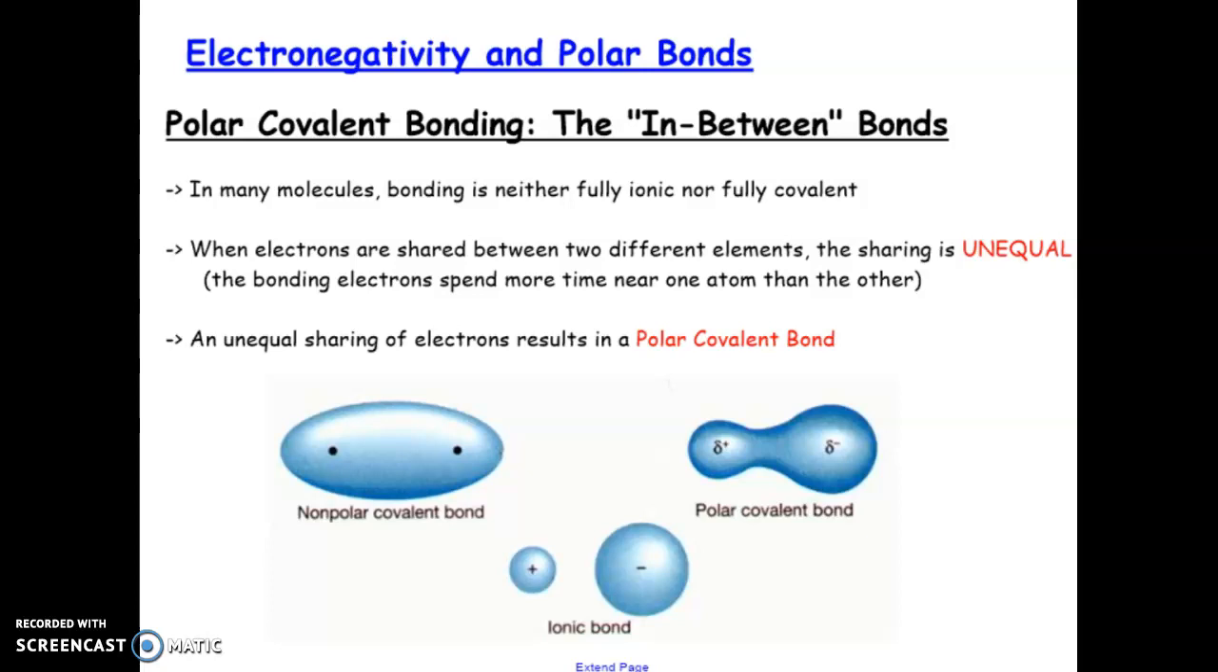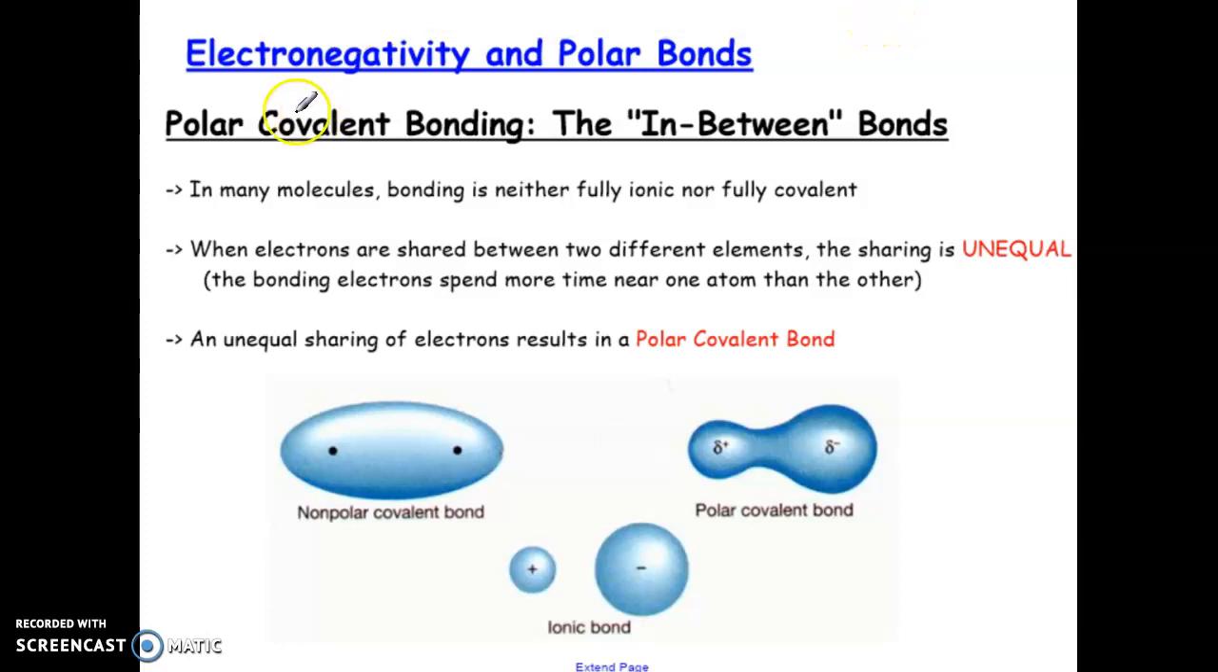Okay, everyone. So we've looked at ionic bonding, we've looked at covalent bonding, but we're going to look at something new today that's not really an ionic bond and it's not a covalent bond. It's a new type of bond that you have not yet looked at, and it's called a polar covalent bond.